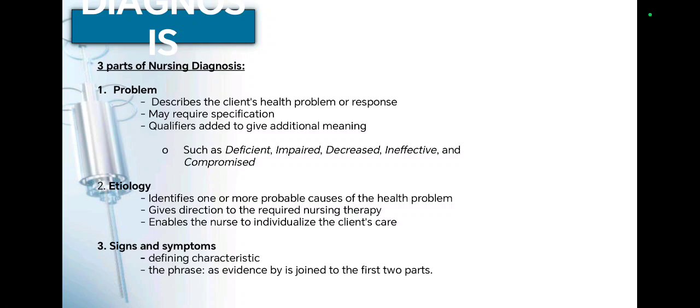So example, the thing that I have given earlier: acute pain related to surgical incision as evidenced by history of appendectomy. Okay. So, bakit or why did the patient experience acute pain? Because of the presence of surgical incision. What was the cause of the surgical incision? Because of the history of appendectomy. So that represents your nursing diagnosis.